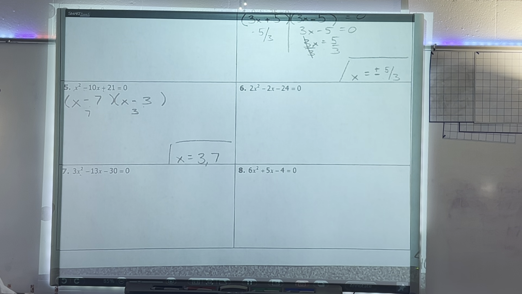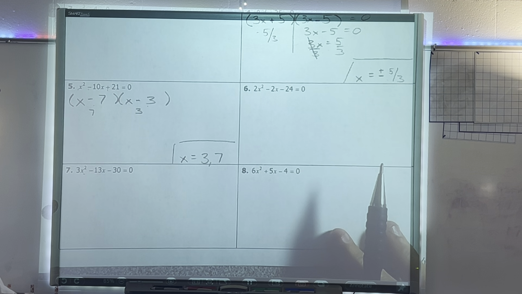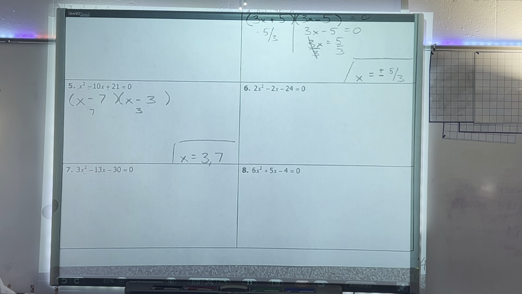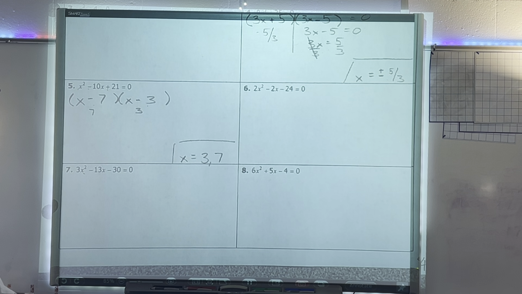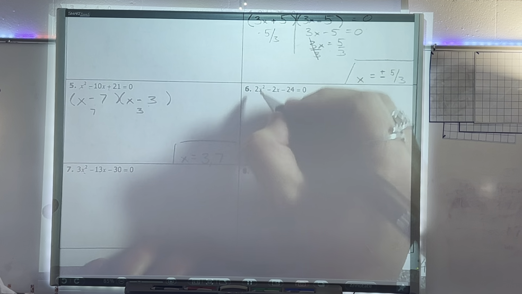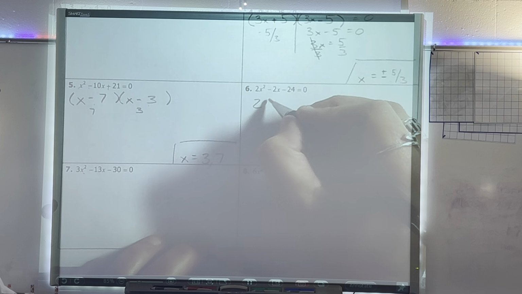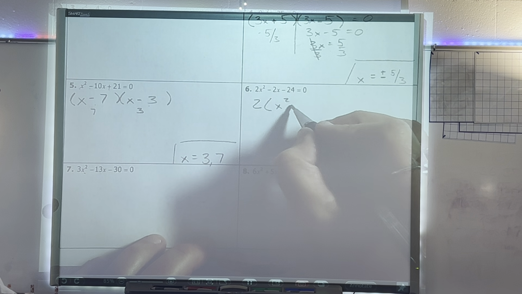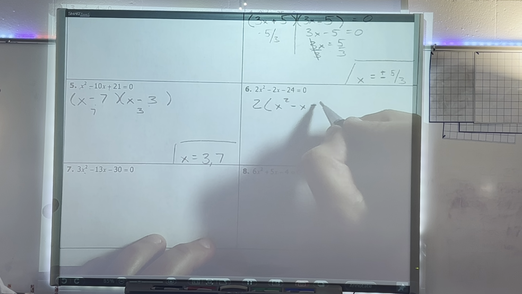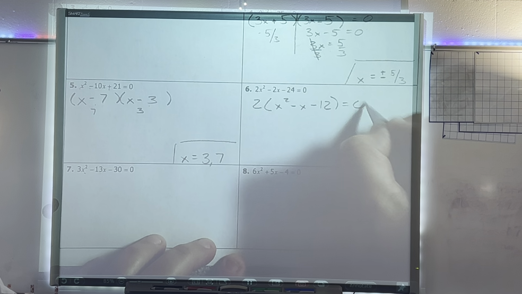All right, so if I go to number 6, what do you see here? I'm going to take out a 2. I can't take the x out because this one doesn't have one, but I'm going to take out the 2. Absolutely. If my leading coefficient isn't 1, I'm hoping I can take it out. If not, then I got to do something else. But yeah, I can take it out here. So I pull out the 2, and then I have x squared, and then this gives me minus x, and this gives me minus 12, all equal to 0.